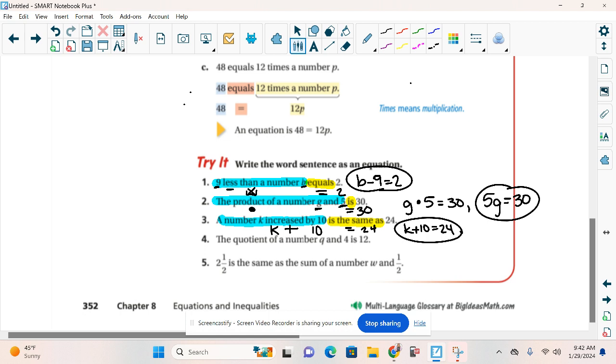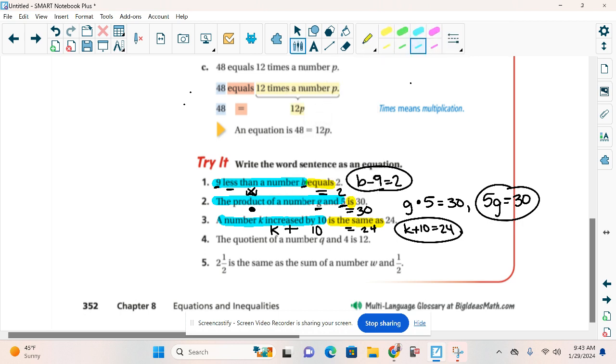24. Tomorrow, or not tomorrow, but on Wednesday, we're going to work on solving these. Because they have an equal sign, we can now solve them. That means K equals 14. Yeah, K does equal 14. Good job.